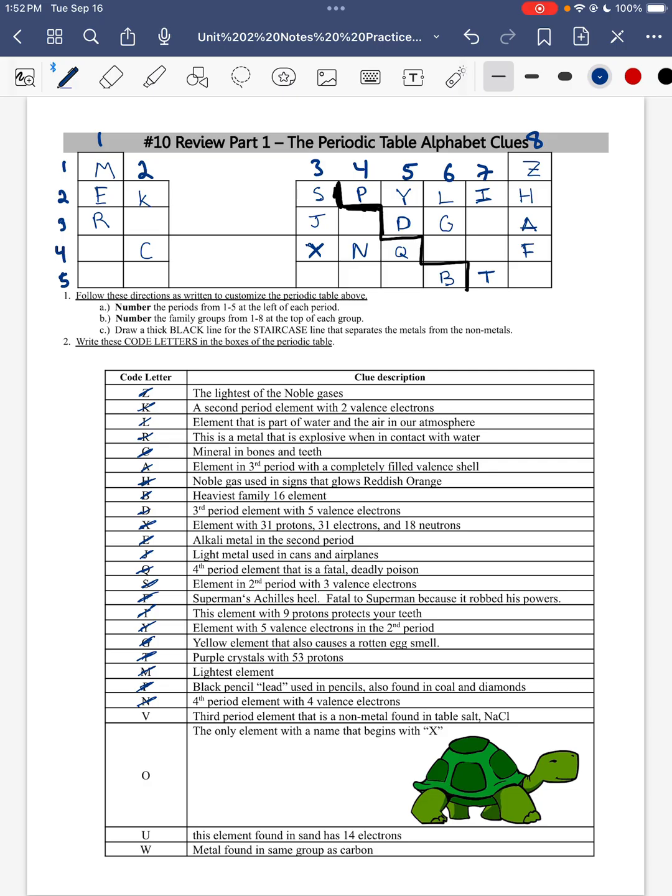V, a third period element that is a non-metal found in table salt. Well, sodium is the metal, so that means chlorine is the non-metal, so I'll put my V there in the halogens. O, the only element that begins with the letter X, that would be xenon, so I'll put an O right there. An element found in sand with 14 electrons, I believe that is silicon, so we'll put that here. And a metal found in the same group as carbon. The only metal in the same group as carbon is going to be down here, so I'll put my W there.